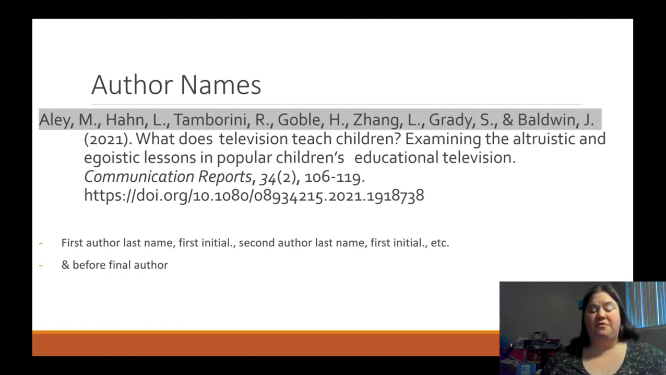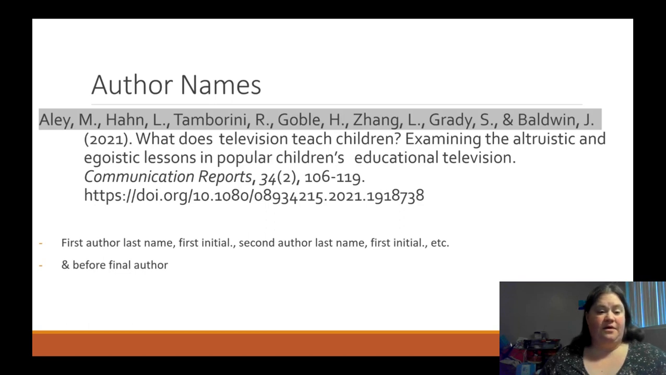Do not alphabetize them. This is something that when a paper is written, the authors decide their author order. So in this case, do not change this at all. I'll talk about when you need to use alphabetical order in a little bit. So in this case, we have Ailey M as the author, Han L as the author, Tamarini R as an author, Goebel H as an author, Zhang L as an author, Grady S as an author, and Baldwin J as an author. All of their names belong on the citation.